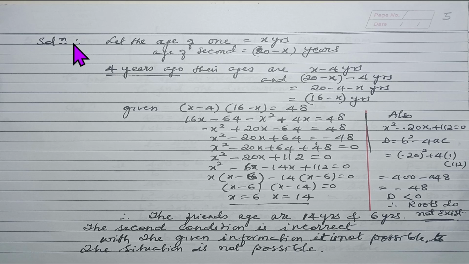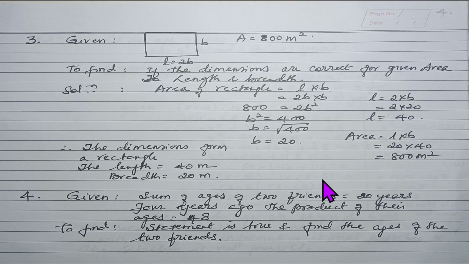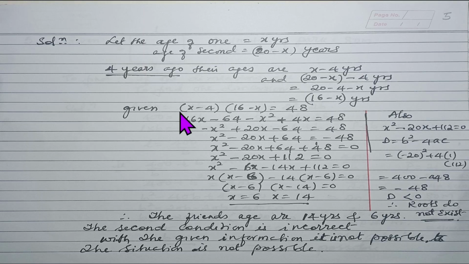Now 4 years ago, the age of the first person is x minus 4 years, and the age of the second person is 20 minus 4 minus x, that is 16 minus x years. Taking these 2 ages, they have given the product of the ages is 48. So I have taken the product here, that is (x minus 4) into (16 minus x) is equal to 48. Simplifying this, I get a quadratic equation, x square minus 20x plus 112 equal to 0.